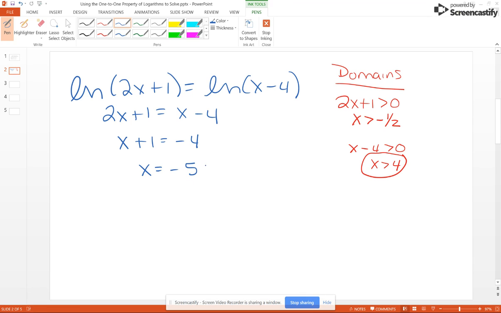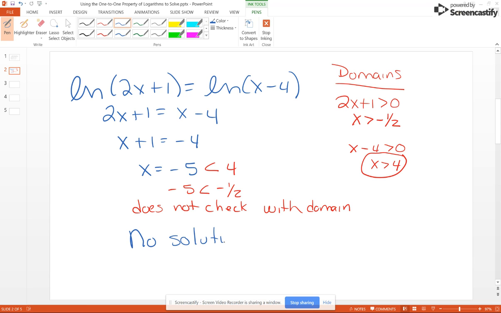Well, negative 5 is actually less than 4, and it's less than negative 1/2 even. So this does not work. It does not check with the domain. And what that means is, since it was the only possible solution and it doesn't check with the domain, that we have no solution. And we go on to the next problem.